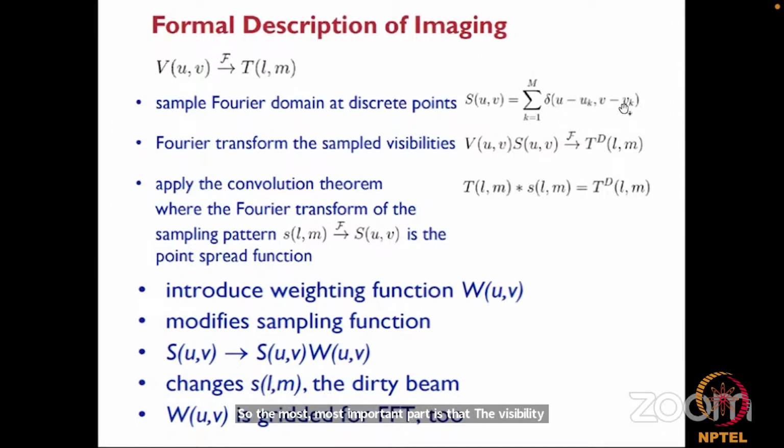Now, supposedly you have discrete coverage in the U and V space, because you have a finite number of baselines, and so your Uk and Vk are finite numbers, and that causes the major problem.